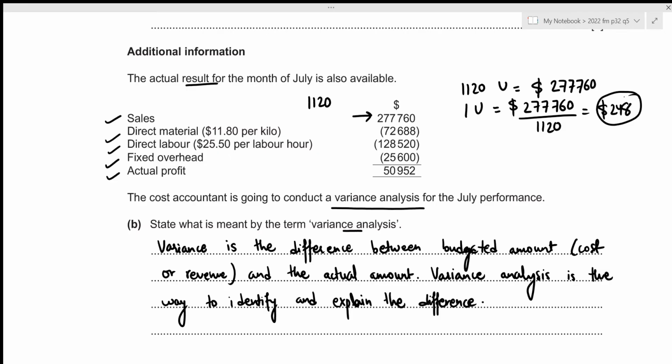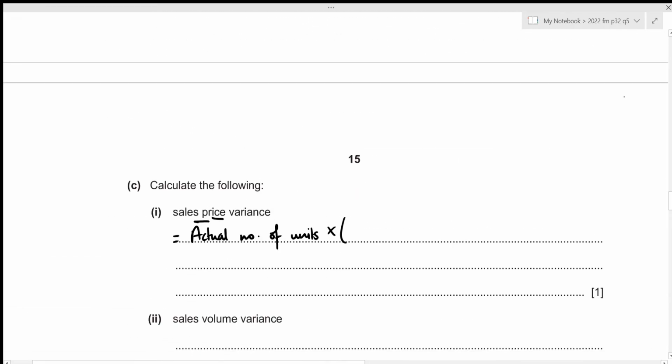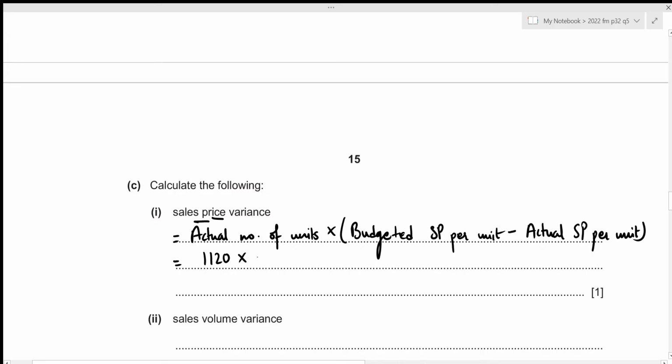Since the budgeted one is greater than the actual one, now our formula for the sales price variance is just going to be budgeted selling price per unit minus actual selling price per unit. Okay, so the actual number of units is 1120. Our budgeted selling price per unit was 250. And the actual selling price per unit, we just figured it out to be 248. This gives the sales price variance to have the value of 2240.